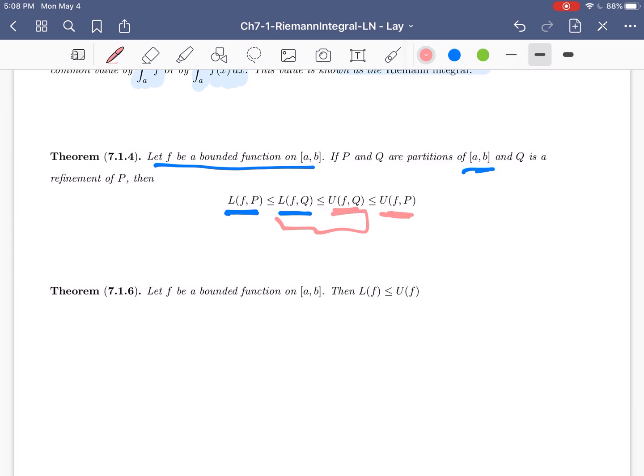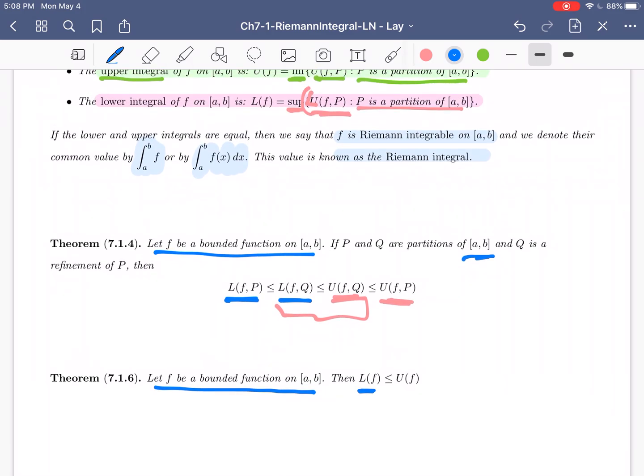We also have that if f is a bounded function on closed interval a to b, the lower integral should always be less than or equal to the upper integral.